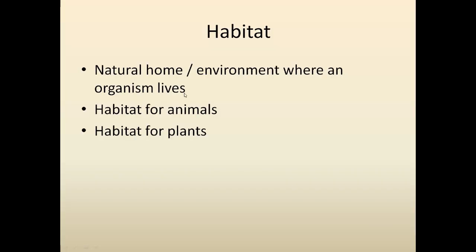So first of all, we should know what is a habitat. We have seen forest habitat, polar habitat and all. A habitat is the natural home or environment where an organism lives. We can simply say it is the place where the organism lives. For example, for us, our home is our habitat. Like that, each animal has its own environment, that is its own place to live, and that is called a habitat. There are different habitats for animals and plants.